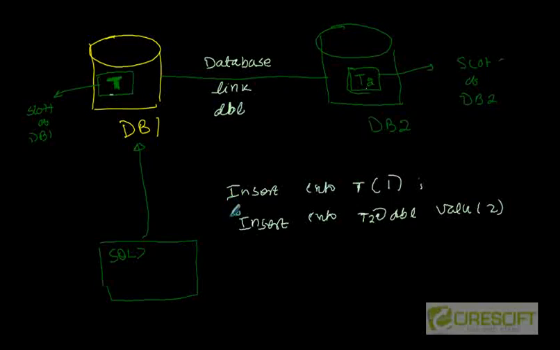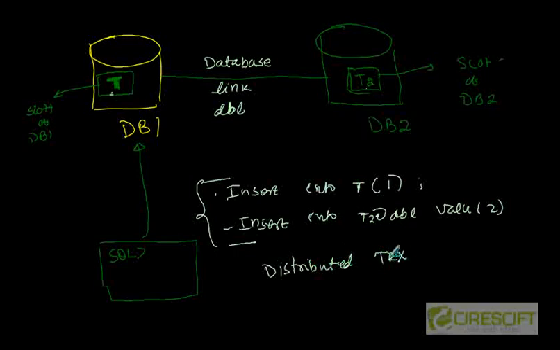If I write these two statements, let's say this is a transaction. In this transaction, the first insert is happening in db1, and the second insert actually happens in db2. That means this transaction is distributed over two databases in our case. Therefore, this is called a distributed transaction.